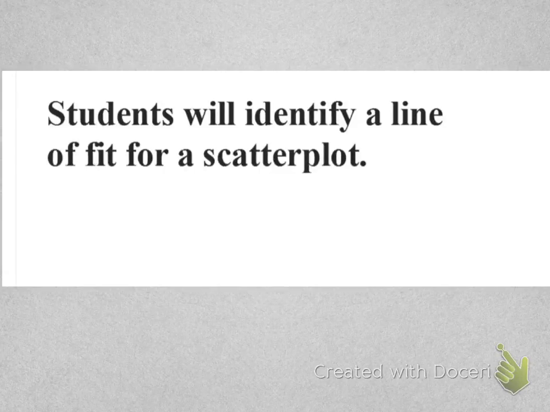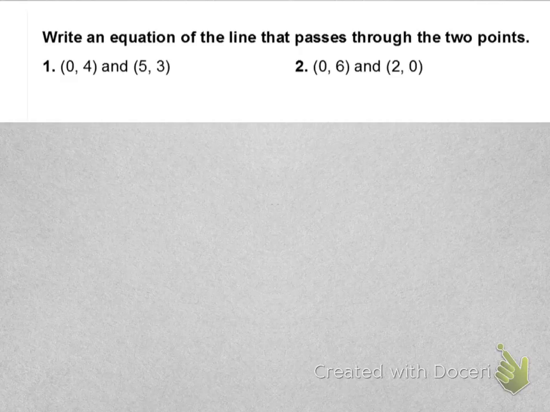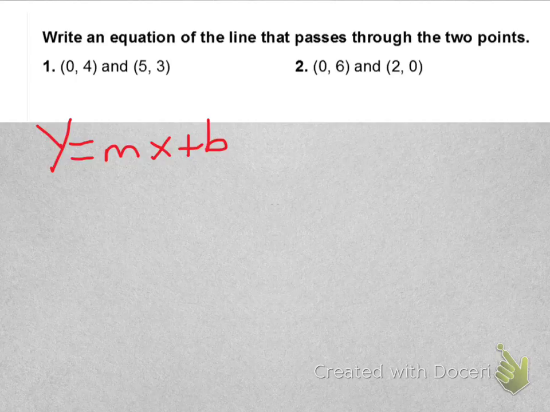Today I'm going to show you how to identify a line of best fit for a scatter plot. Let's review how to write an equation of a line that passes through 2 points. So we want to get the equation in y equals mx plus b form. So we need to find the slope.